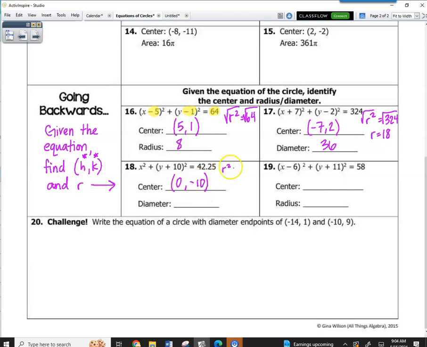We've got r squared is 42.25. We're going to square root that. That is ugly. What do you get? Oh, okay, and it wants the diameter. So you get like 6.5, and then it says the diameter, so you double that and you get 13.